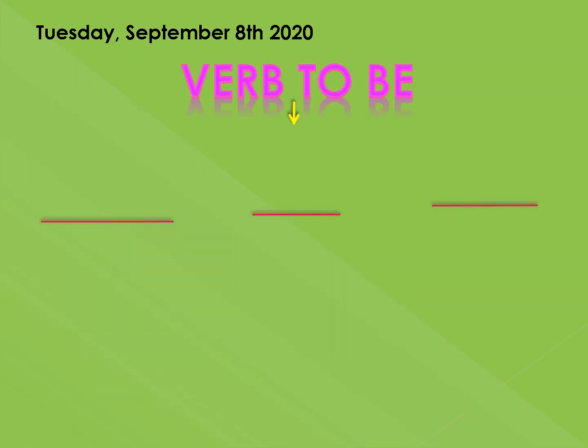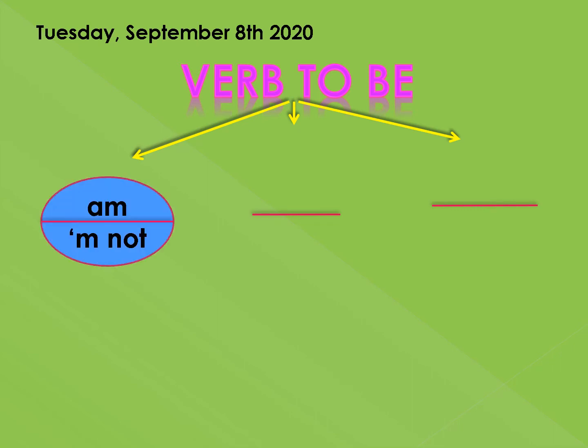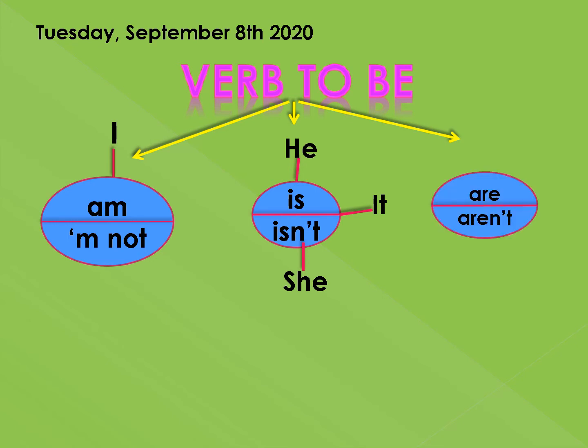Next, verb to be. We have three forms of the verb to be. Am for I. I am, affirmative form. I am not, negative form. Is for he, she, and it. He is, affirmative form. He isn't, negative form. Are. We use are for they, you, and we. They are, affirmative form. They aren't, negative form.